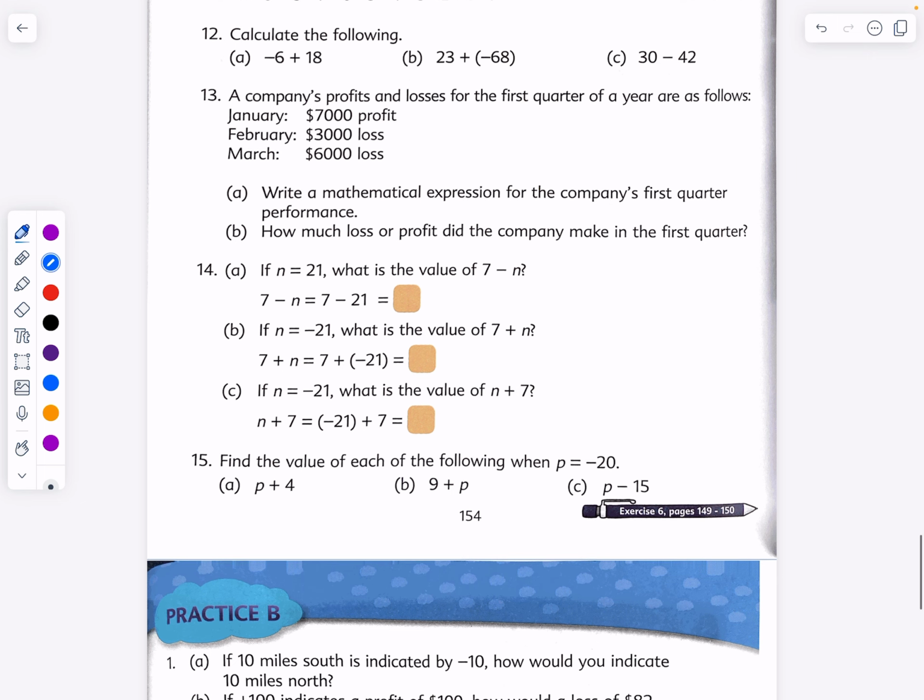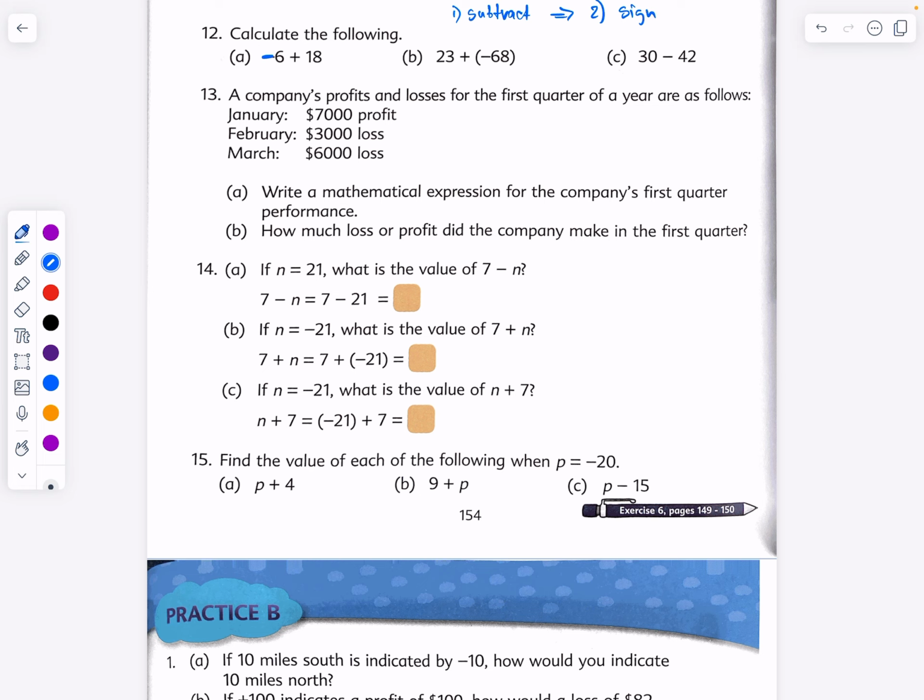So let's practice. Calculate the following. Negative 6 plus 18. We have different signs. Subtract. I'm going to write it down. First, subtract numerical values. And step 2, identify the sign. So let's subtract 6 and 18. The difference is 12. Now, is it going to be a positive 12 or a negative? Well, 18 is the greater numerical value and it's positive. The answer is positive 12.